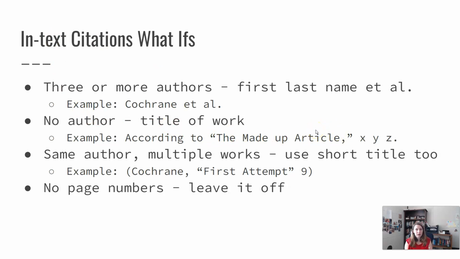This one is rare, I don't think you're going to see it, but if you are going to use multiple works by the same author, so maybe you're doing a literary analysis and you're using a lot of poems from Shakespeare, so you're using Shakespeare over and over again, we need to be clear which one of Shakespeare's works you mean, so you give a short title of the work that you're specifically citing. So my example says Cochran, comma, first attempt, page number. Or it could be Shakespeare, comma, sonnet 29, page number, anything like that. I don't think you're going to see that often, but I want to mention it.